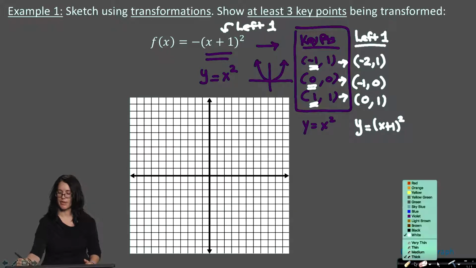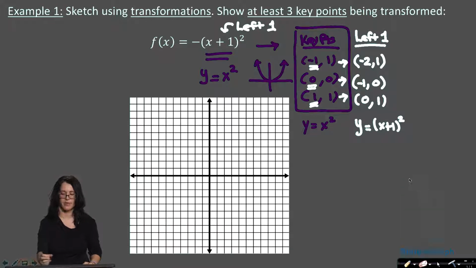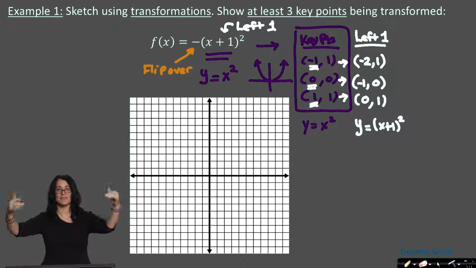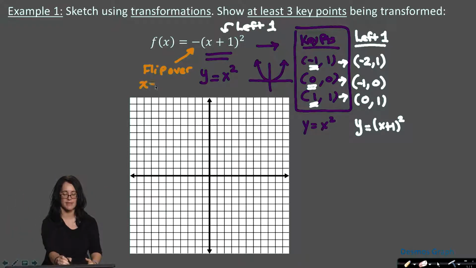Well, there's another transformation working our way inside out, and that second transformation that we're going to look at now is this negative sign in front of the entire thing. And that, again, is going to flip or reflect over one of the axes. Let's think about which axis. If it's a negative in front of the entire thing, it's saying take the opposite of your output. It's not affecting the input directly. It's not right next to the x. So if it's taking the opposite of your output, the outputs are your y values. So if your y value was positive, it's now negative, which means you're really flipping over the x axis.